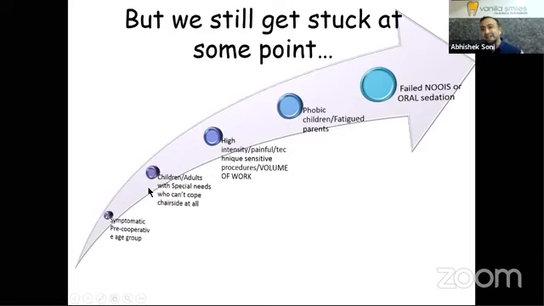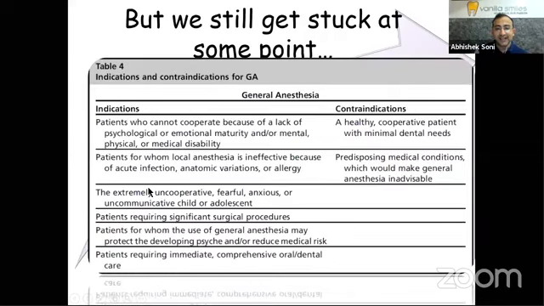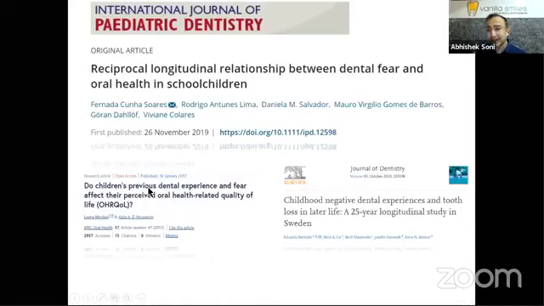You have a failed nitrous oxide oxygen inhalation sedation or an oral sedation visit that has failed. And there are certain cases, children with special health needs who need that extra bit of care in the OR, and that's where general anesthesia comes into practice.